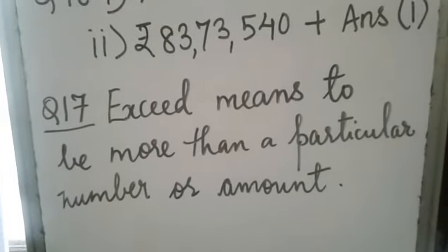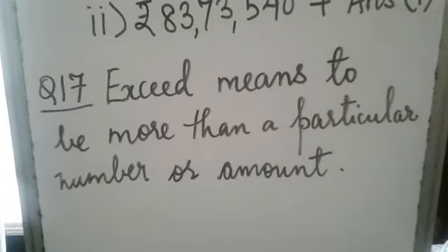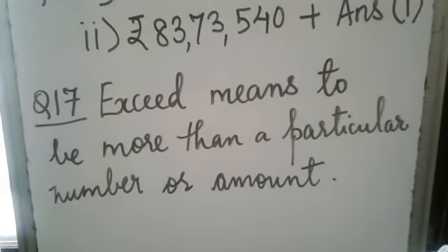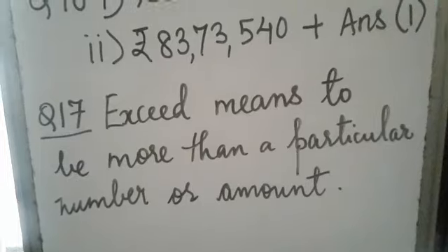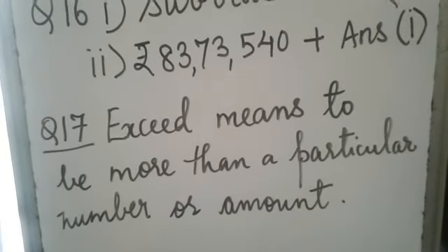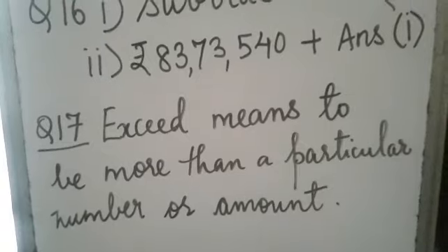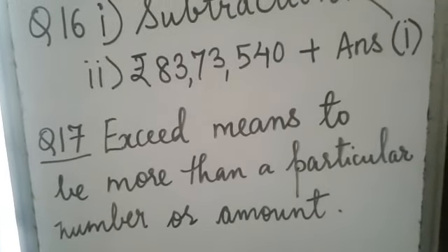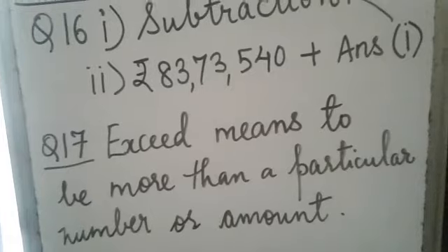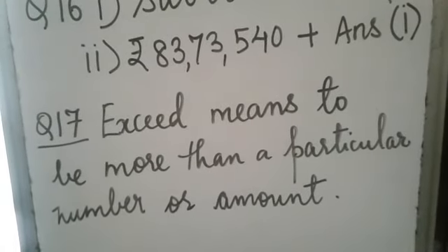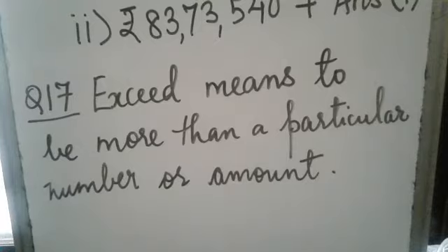So here I have told you the meaning of exceed, and we have seen the question. Now what you have to do is the addition of those two given numbers, because it is exceed. Exceed means to be more than a particular number. So the first number is given and the second number you have to find out. So the second number is equal to the sum of the two given numbers in the question.